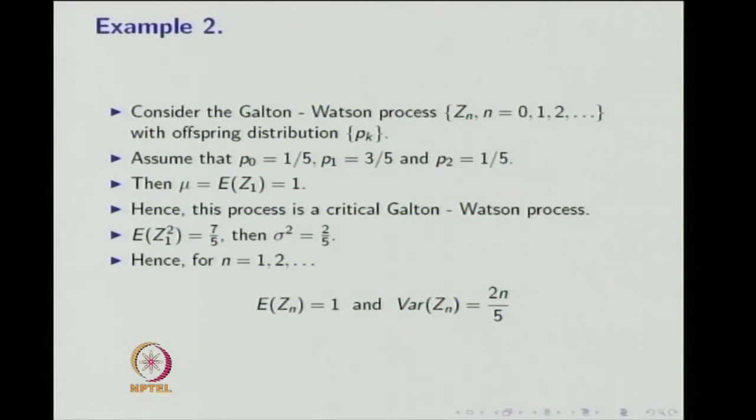Hence, this process is called a critical Galton-Watson process, because mu is equal to 1. You can find out the variance of Z1 also. First, you find the expectation of Z1 square, that will be 7 by 5. Hence, the variance is equal to the expectation of Z1 square minus the expectation of Z1 whole square, that will be 2 by 5.